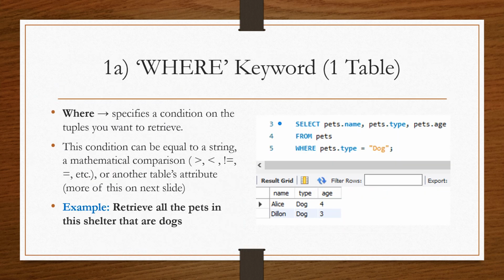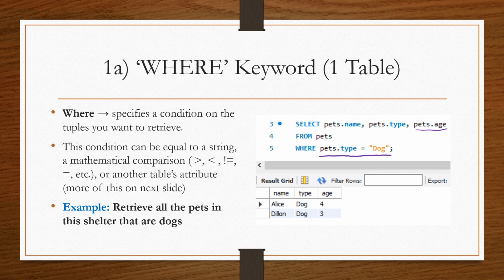Alright, so now we're going to look at our first example of the where keyword, specifically using one table. The where keyword specifies a condition on the tuples you want to retrieve. This condition can be equal to a string, as we see here, where pets.type is equal to dog, a mathematical comparison, let's say where pets.age is greater than or equal to 3, or another table's attribute, which I will talk more about on the next slide.